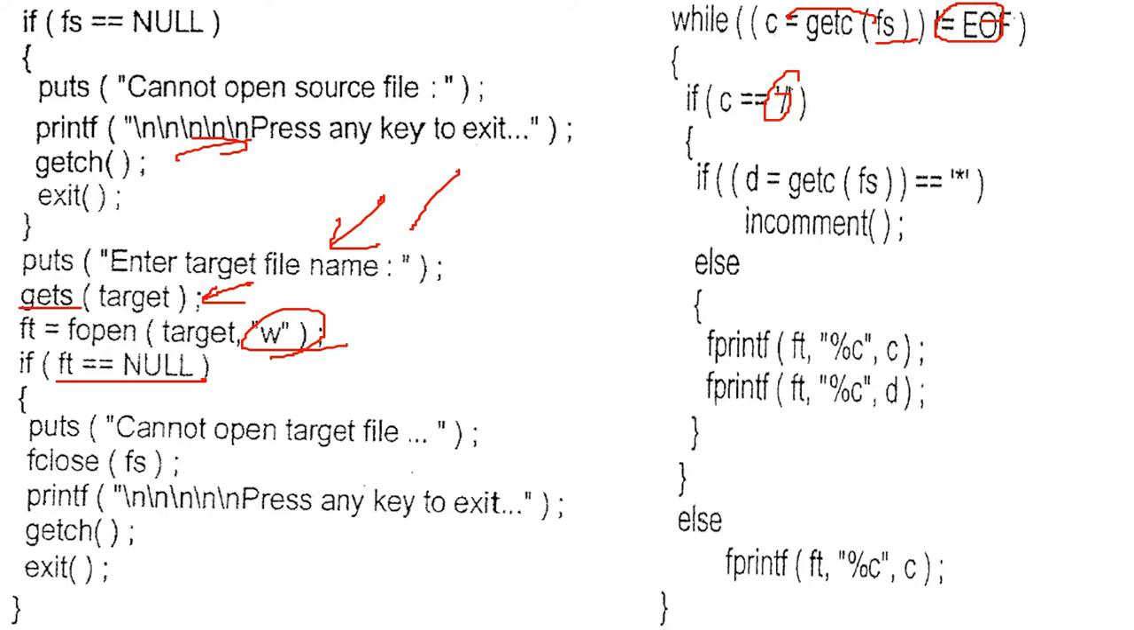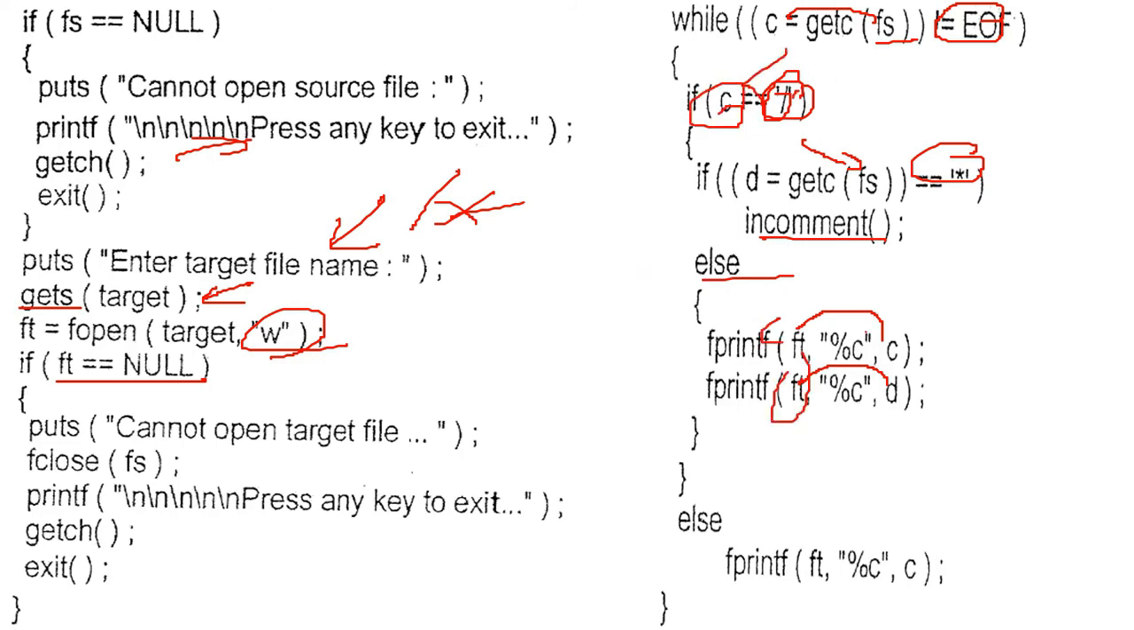If it is star, this is the first checking, this is the second checking. We call a function which is called incomment. We'll see about incomment in a bit. Otherwise, we just take this C to FT and D to FT. This C, the character, and D are copied to FT, because if they are not this slash and star, we just copy it to the target file.